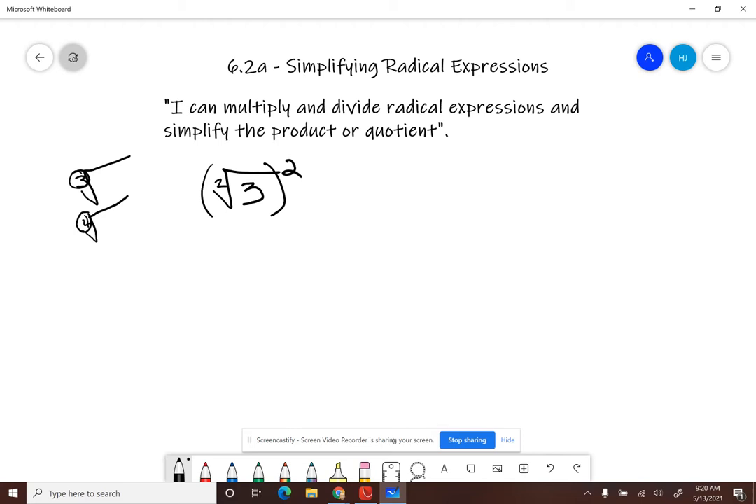So we're taking the square root of 3 and we're squaring it. Now again, just what we learned about exponents, this exponent right here is telling me that I'm going to repeat this base twice. So really what you're doing in essence is taking the square root of 3 times the square root of 3. Now the square root of 3 times the square root of 3 is in fact the square root of 9. So 3 times 3 is 9. And then the square root of 9 ends up just giving us 3.